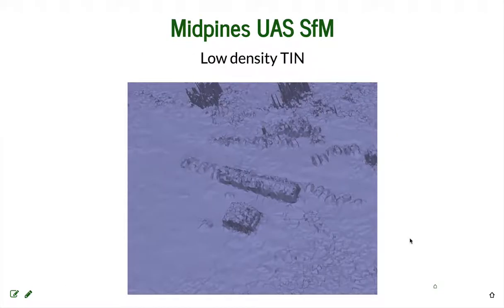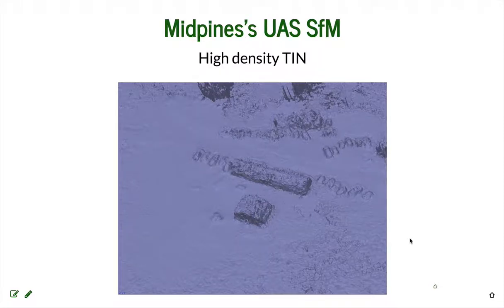Let's look now at the triangular irregular network. This is the thin representation of our midpines data with low density points. You can see that the triangles are quite visible and the surface is very noisy, and individual features such as buildings are not very well represented. But we can increase the density of points in the point cloud and generate a high density thin representation.